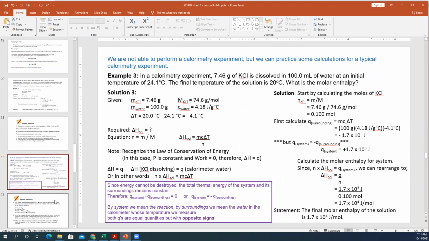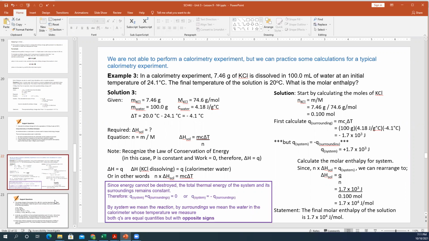So here we are doing this course virtually. We're not actually able to perform these calorimetry experiments, but we can practice how we would do the calculations should we have a calorimetry experiment in front of us. How are we going to use those values that we measure to get our data? So let's look at another example.